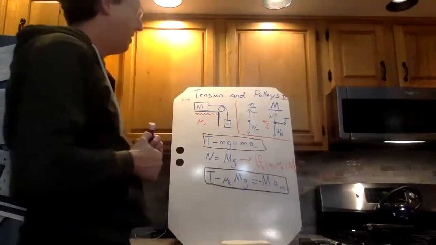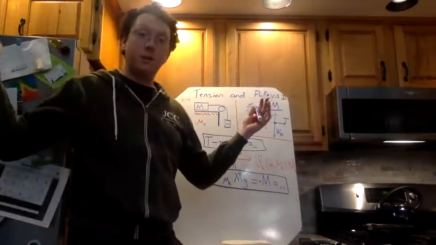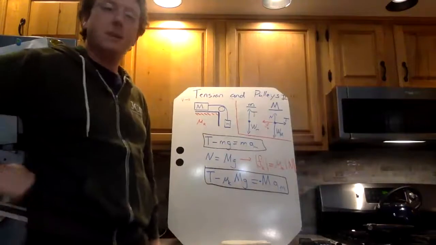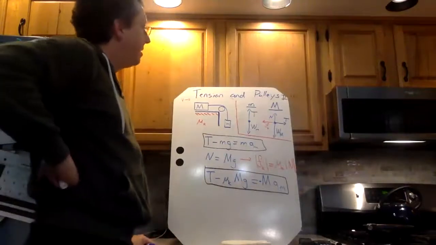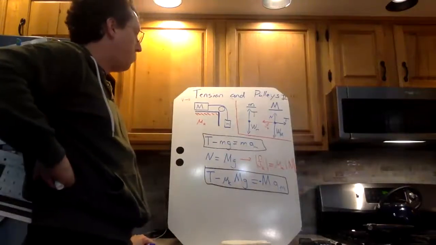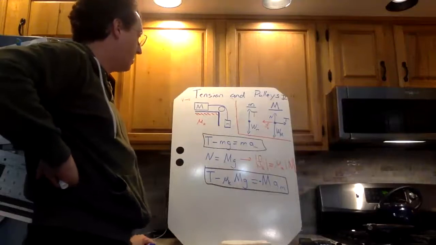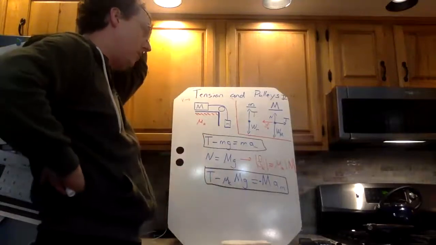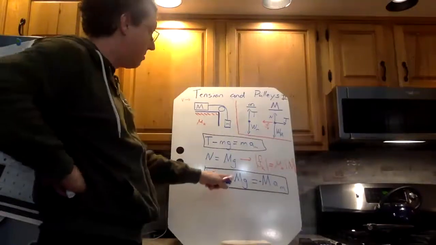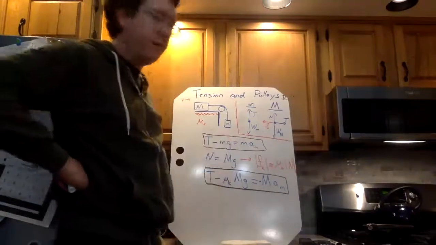Okay, that's it. There's no more physics. We're done. Now it's just arithmetic. So how can we solve this? I have two equations and two unknowns. I had that last time, but this extra term makes it a little bit more fun.